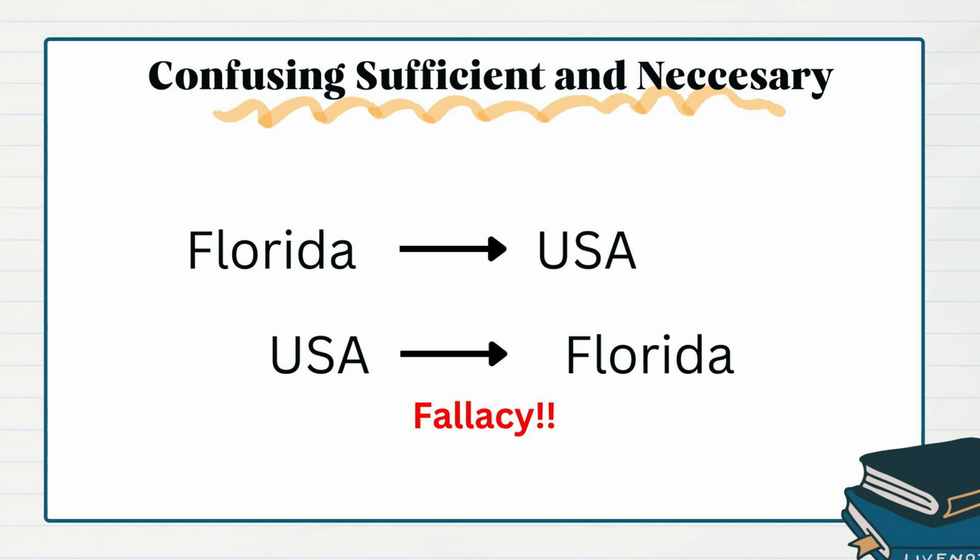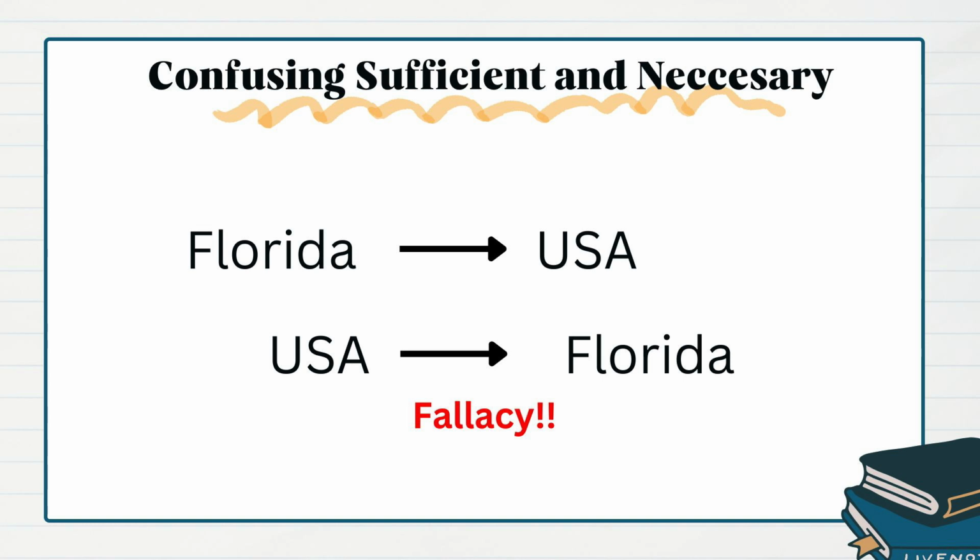So if you remember, the first half is always sufficient and the second half is always necessary. So Florida in the first example is sufficient, and in the bottom, it's necessary. So it's treating Florida as sufficient and necessary at the same time. And if you ever see this implication, then it's the fallacy, confusing the sufficient and necessary condition. It should be noted there's a couple different configurations of this example.